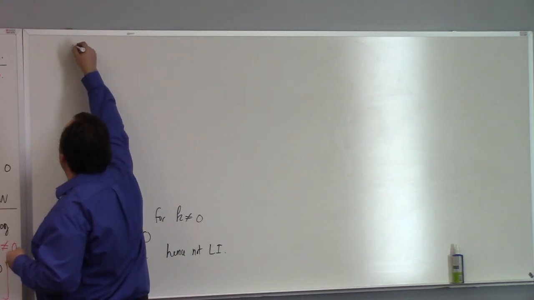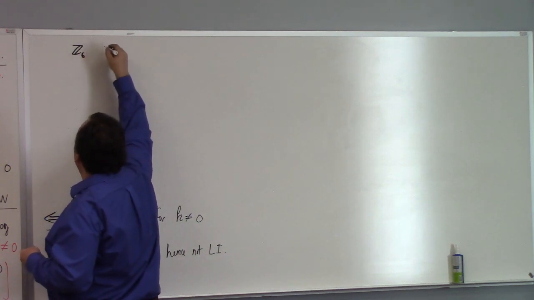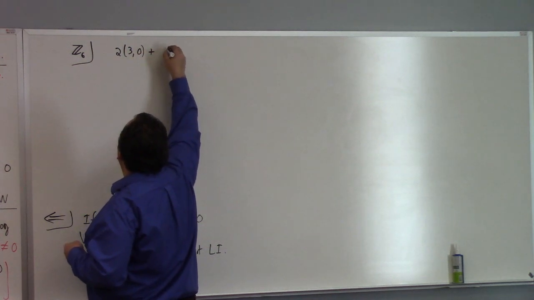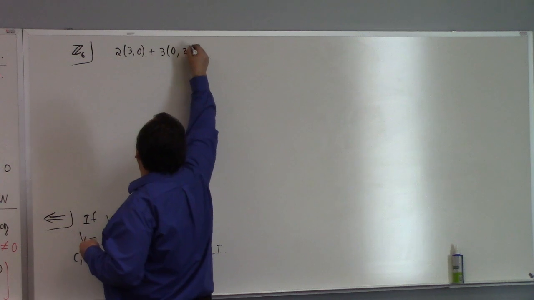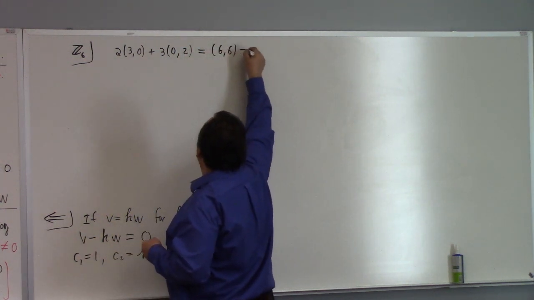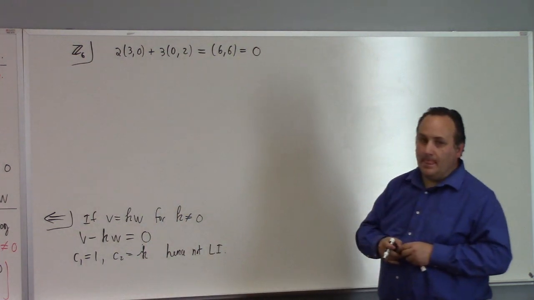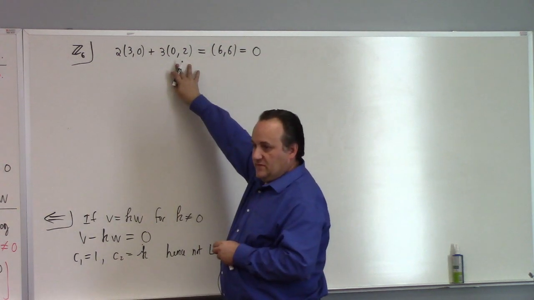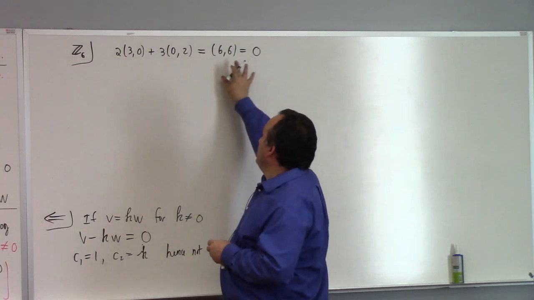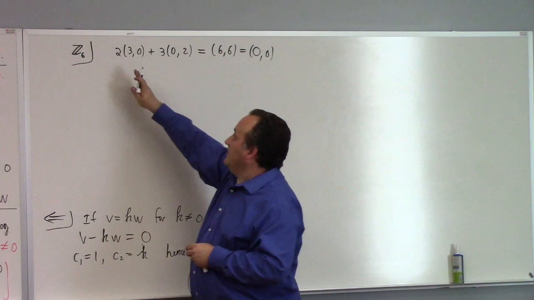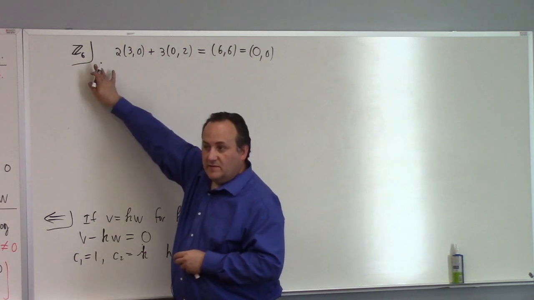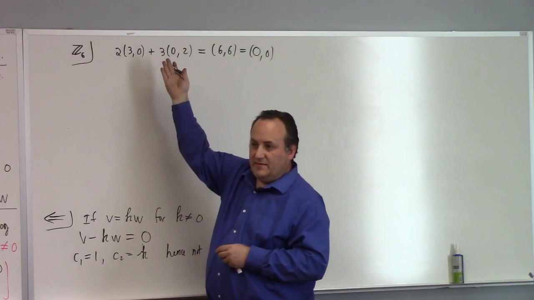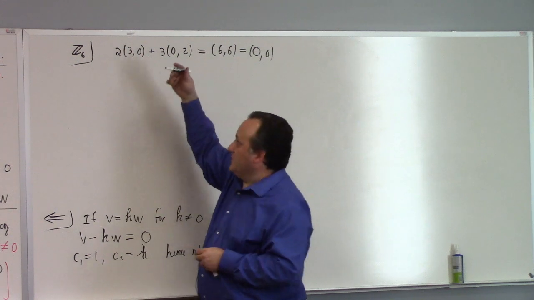Just a little example here. So if we're in Z6, over Z6, you could look at something like this. Check this out: 2 times (3, 0) plus 3 times (0, 2) is equal to (6, 6), which is 0. So these are two vectors over Z6 whose linear combination is equal to zero, but the coefficients are not zero. So this would make these linearly dependent. These are linearly dependent vectors.